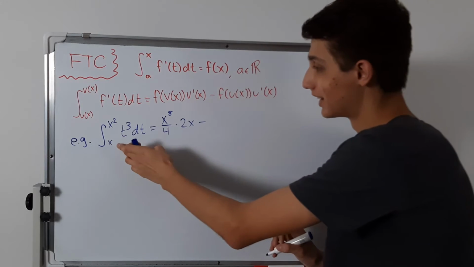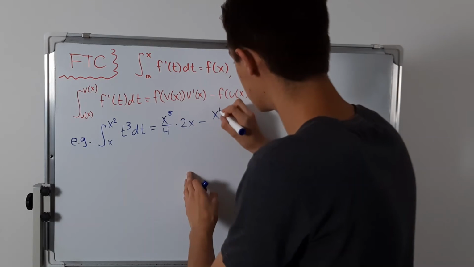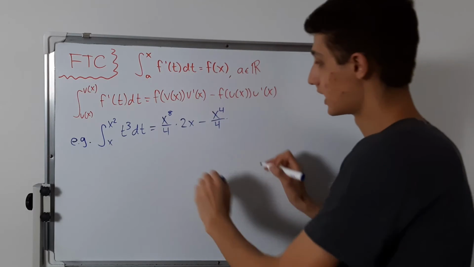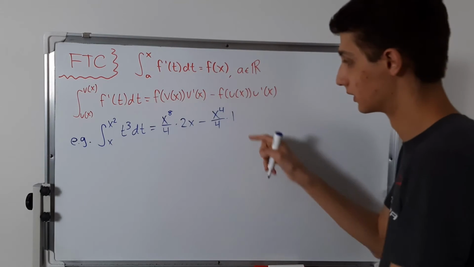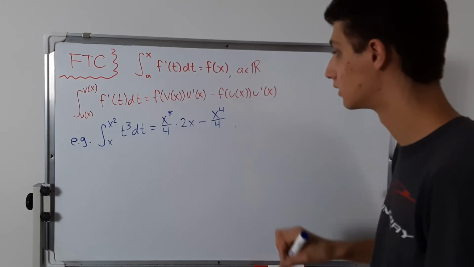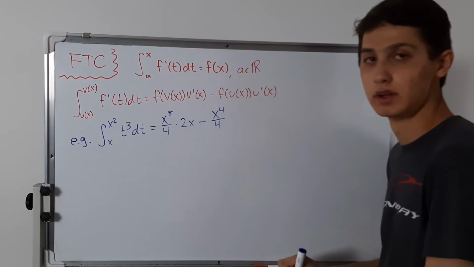That's going to be evaluated at x, so it's just going to be x to the fourth over 4 times the derivative of x, which is 1. So really we can just kind of get rid of it, right? So this is what it looks like, right?